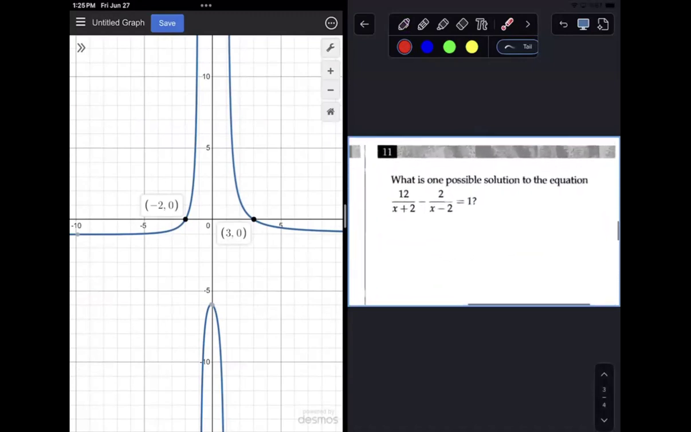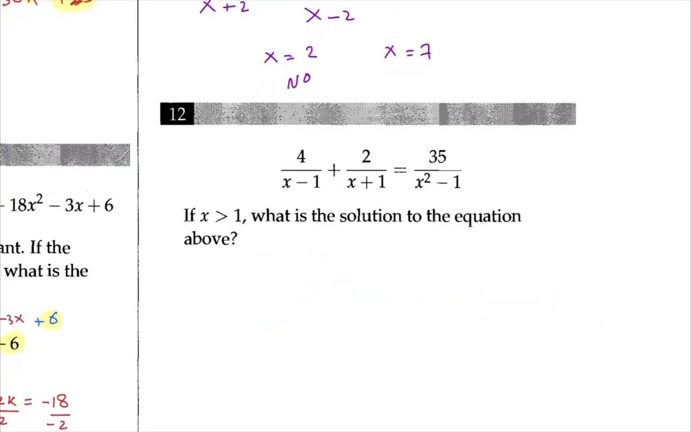Also question number 11 can be done using Desmos, but we have to shift 1 to the other side. So if you shift it, it will be 12 over x plus 2 minus 2 over x minus 2 minus 1 equal to 0. The last question, question number 12, we need to get the value of x, or the solution of this equation, where x is greater than 1.